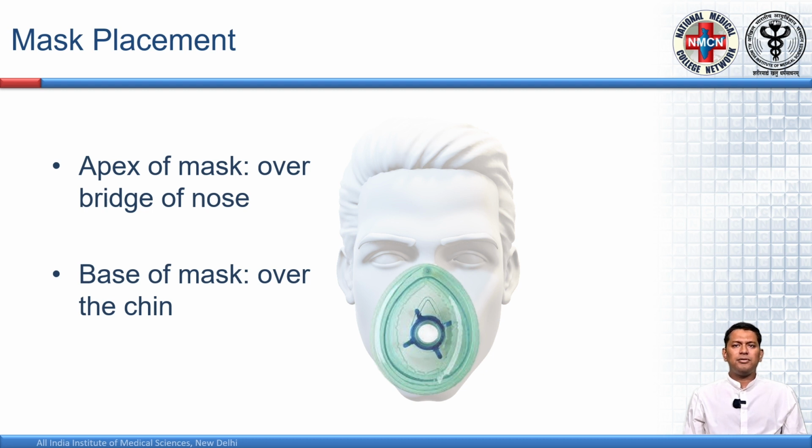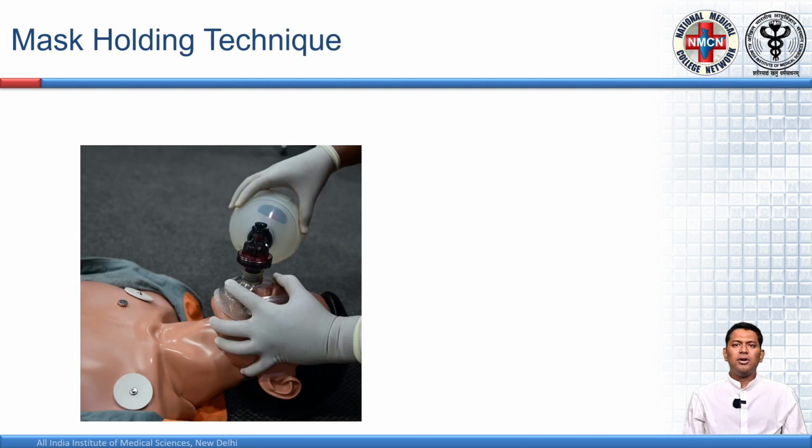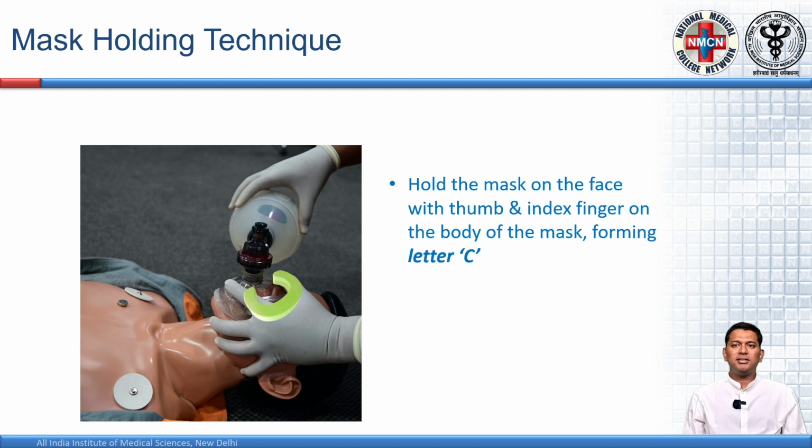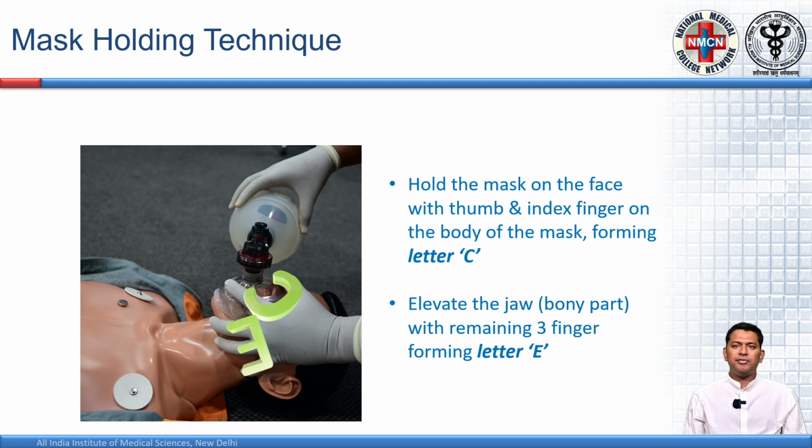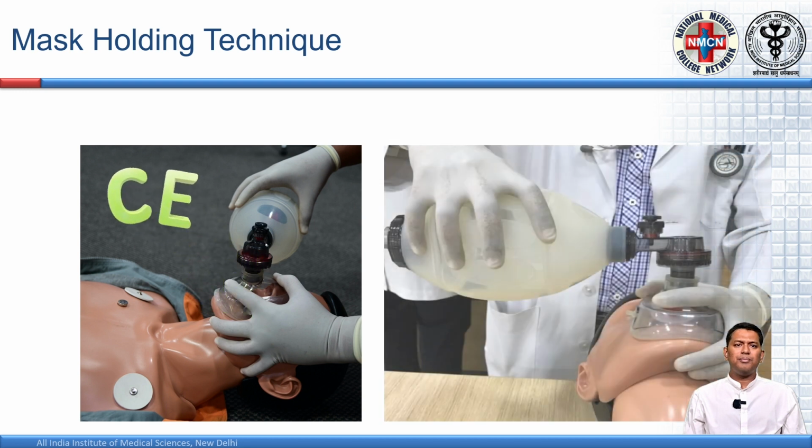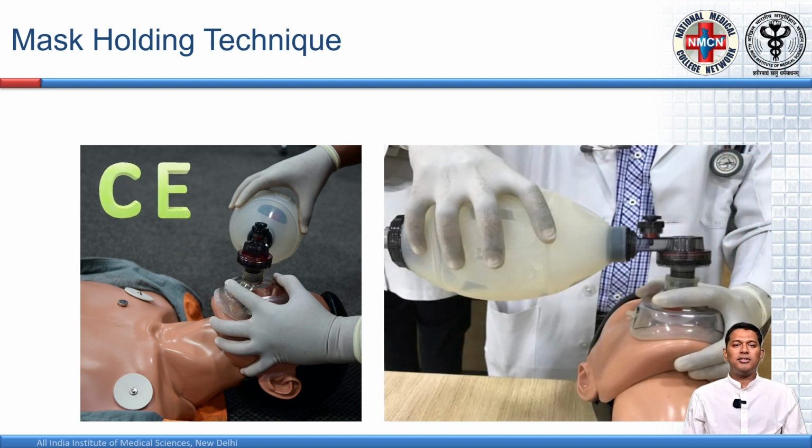The commonly used technique of holding the mask is known as the C and E technique. Hold the mask onto the face with the thumb and index finger onto the body of the mask, simulating the letter C. Place the remaining three fingers under the mandible to elevate it, forming the letter E. So this is called the C and E technique of holding the mask. The other hand is used to compress the bag and deliver the breath.